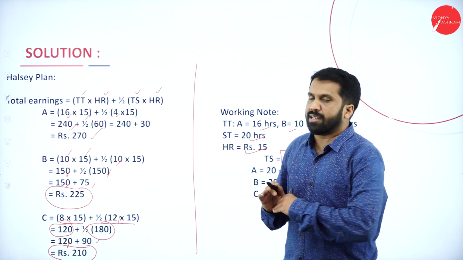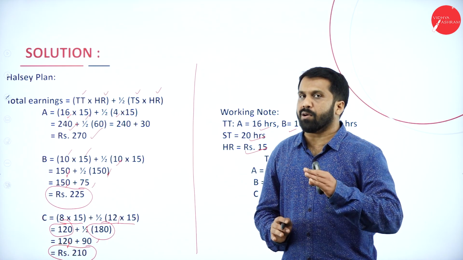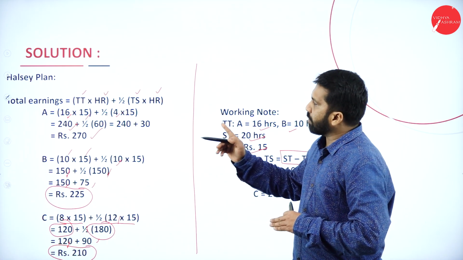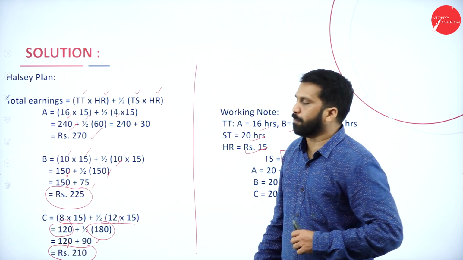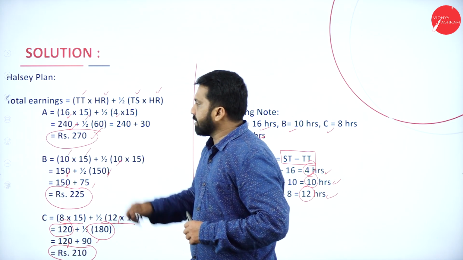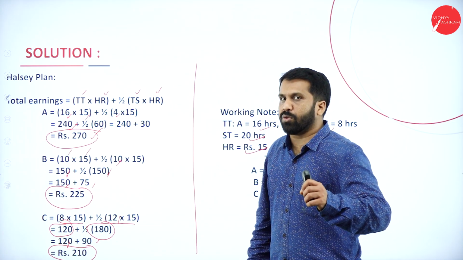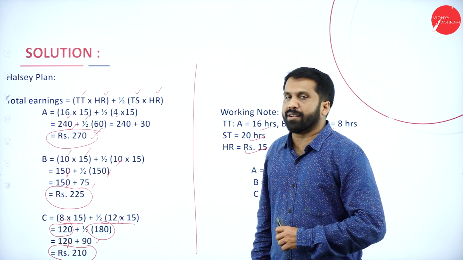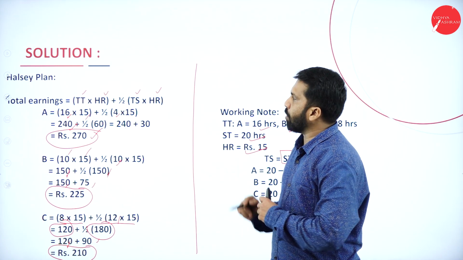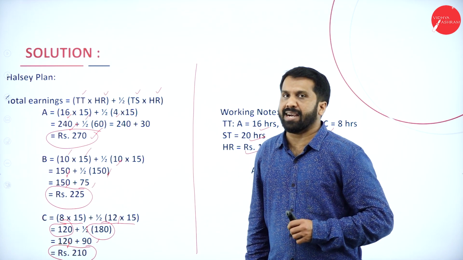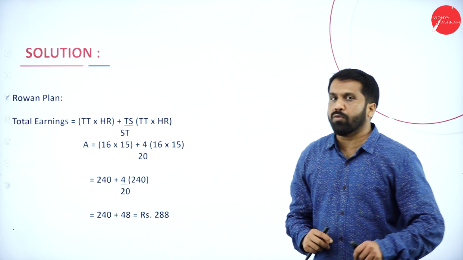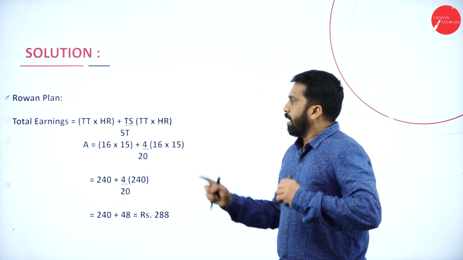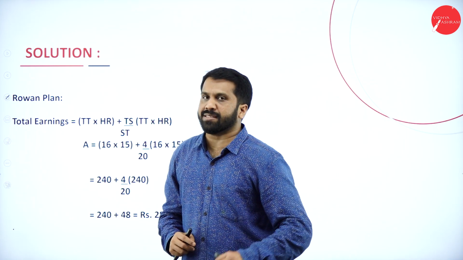Just I am explaining this thing because there is nothing much concept in this. Already you know the concept and already you know the formula also. Just simplifying with numbers. Now, what is the answer? 270, 225 and 210. These are called as wholesale plan. Now, we'll move for the loan plan. As per the loan plan, what happens?